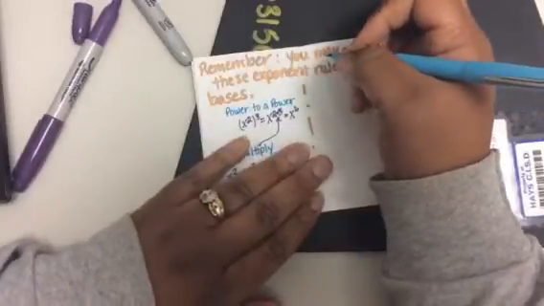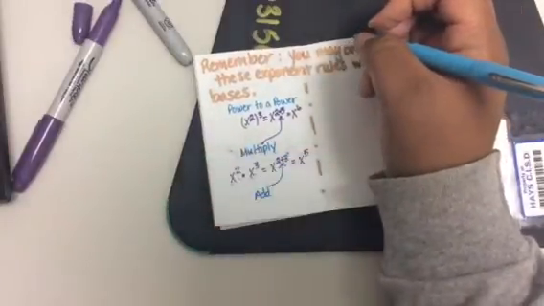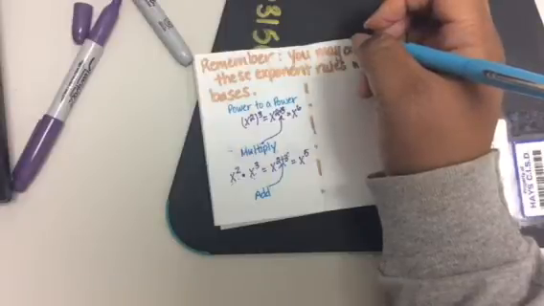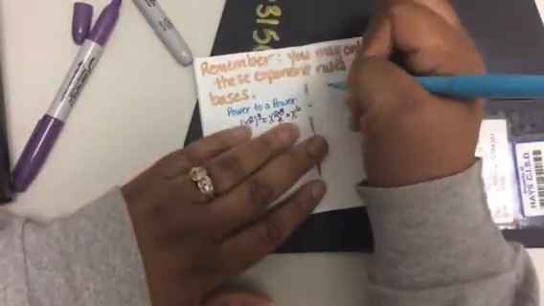When dividing powers with like bases, treat the division bar like a giant subtraction sign. So let's write that down.